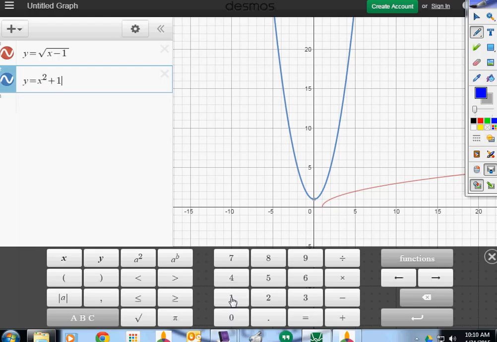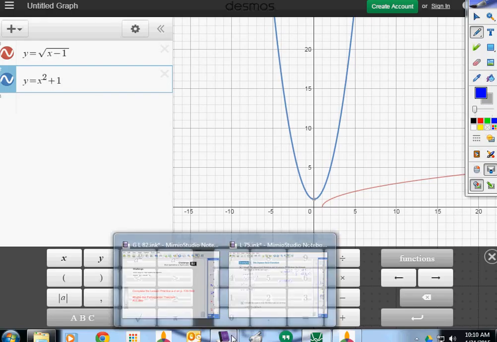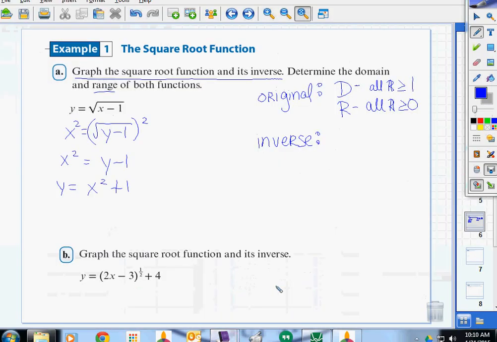We've graphed this, which is what we were supposed to do. So let's come back here and talk about the domain and range of the inverse. And I'm going to change this color here so we can keep these separate. So the domain and the range. All right, here is the deal.